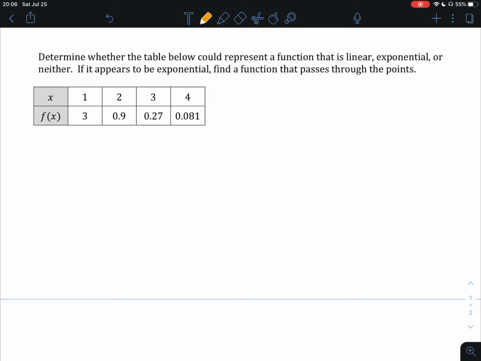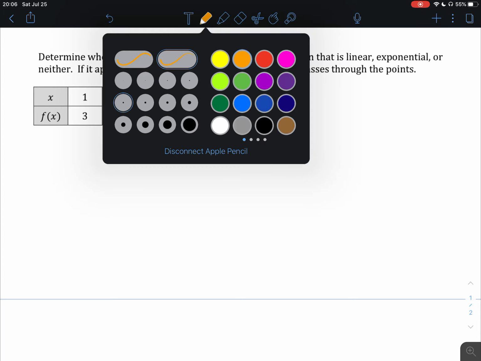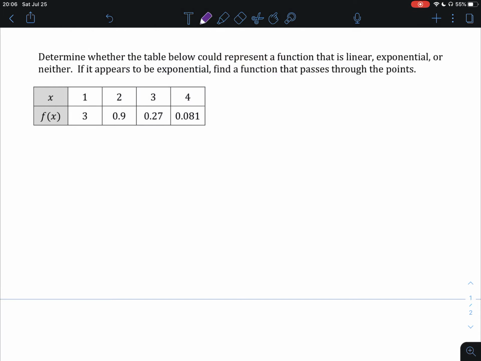So what do you think is happening as we look at these values? We're going to ask ourselves, from 3 to 0.9, am I adding something or am I multiplying? If I was adding, technically it would be subtracting, right? I would be subtracting, I guess, 2.1, to get from 3 to 0.9.